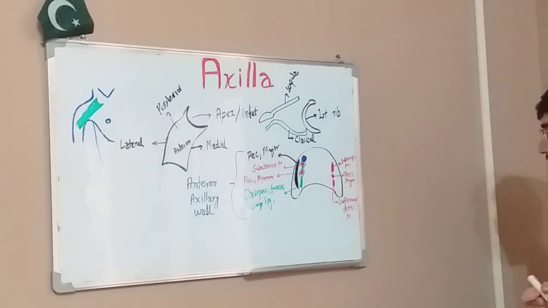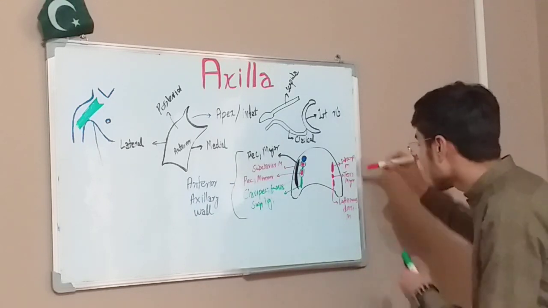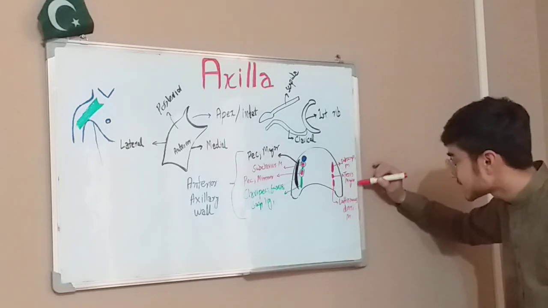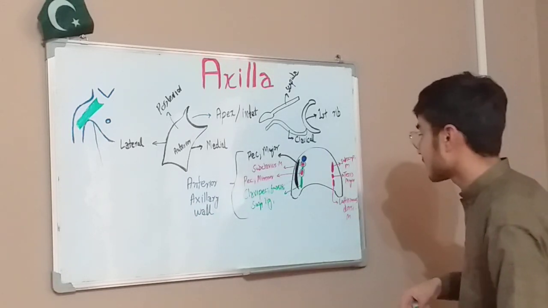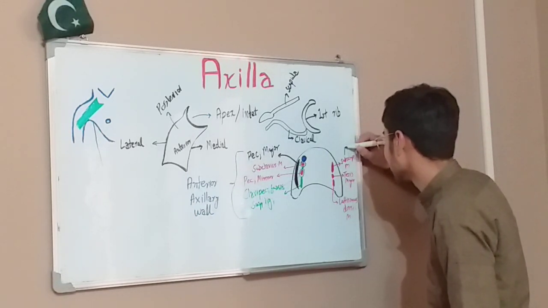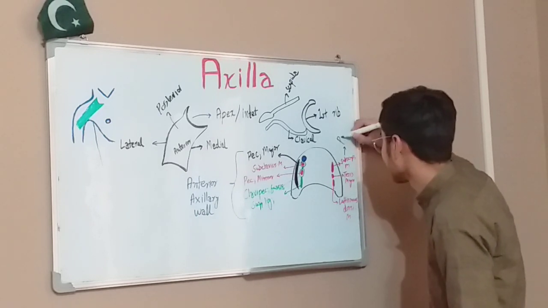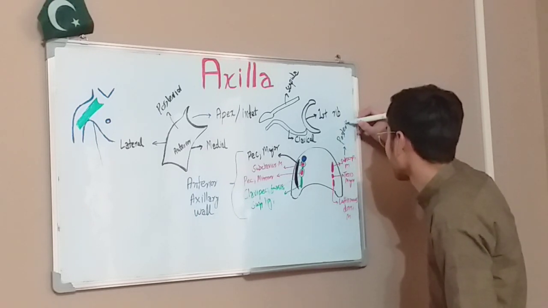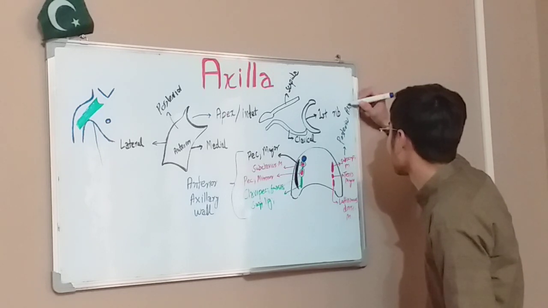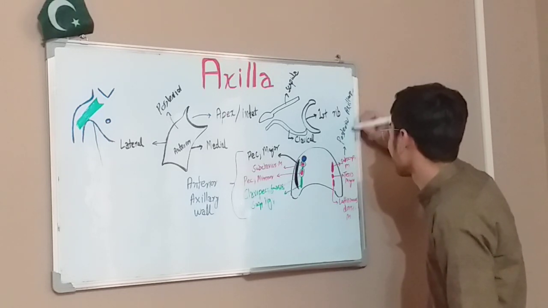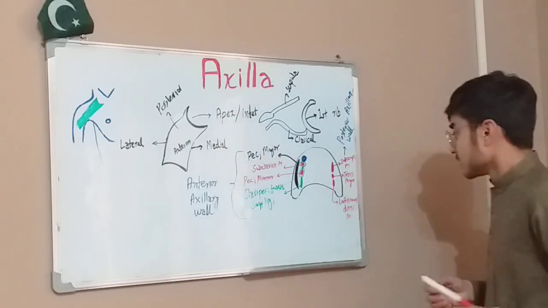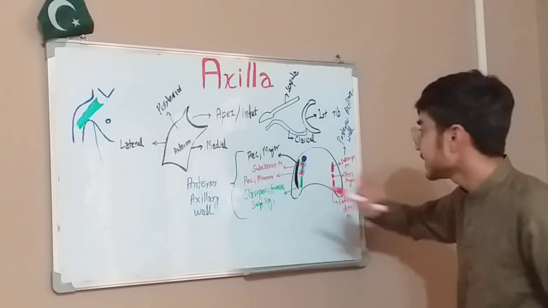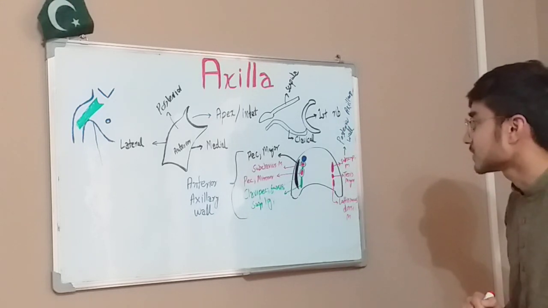So the posterior axillary valve is formed by three muscles. One, we have the subscapularis, then we have the teres major muscle, and then we have the latissimus dorsi muscle. All these structures are forming the posterior axillary valve. Okay, so we are done with the anterior axillary valve and the posterior axillary valve.